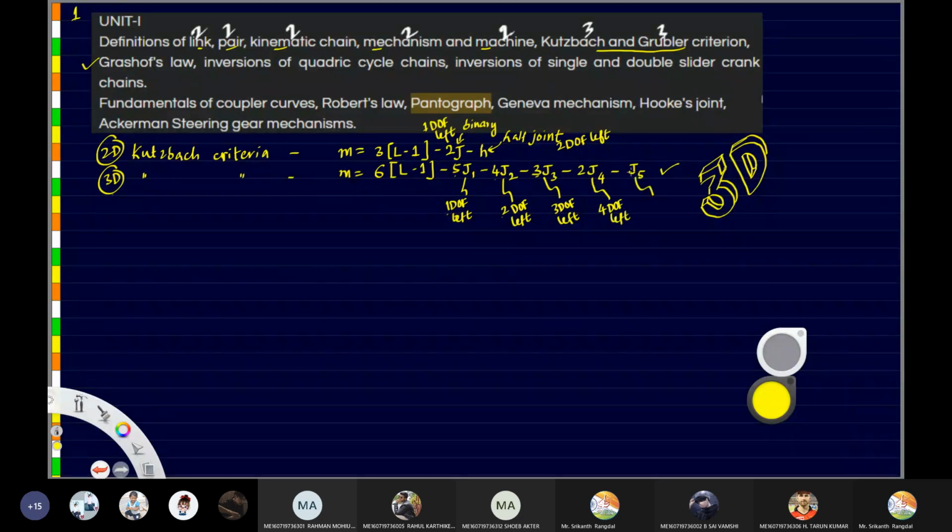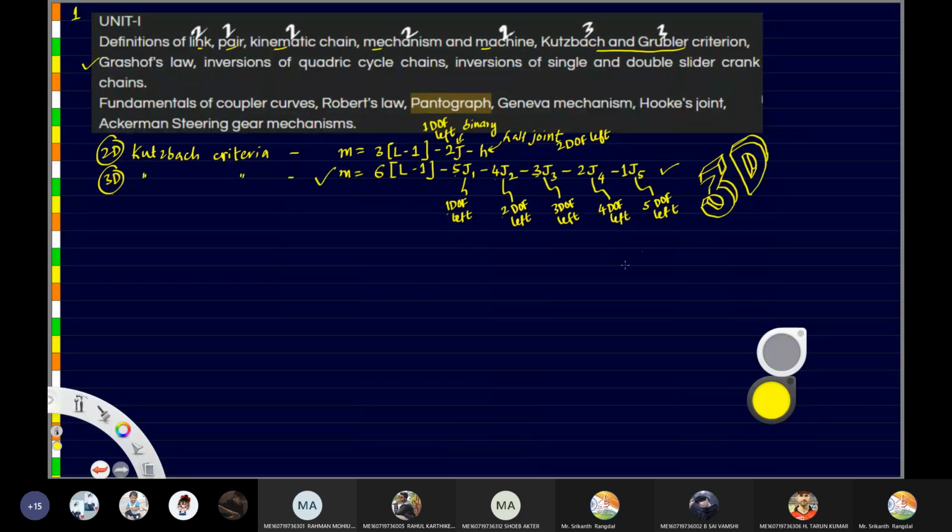And here, how many will be constrained? How many are constrained in J5? Only 1. If it is zero, then zero into anything is zero. Common sense. So only 1 degree of freedom is constrained after making the J5 joint, and 5 degrees of freedom are left. So this is what we have to apply in 3 dimensions.